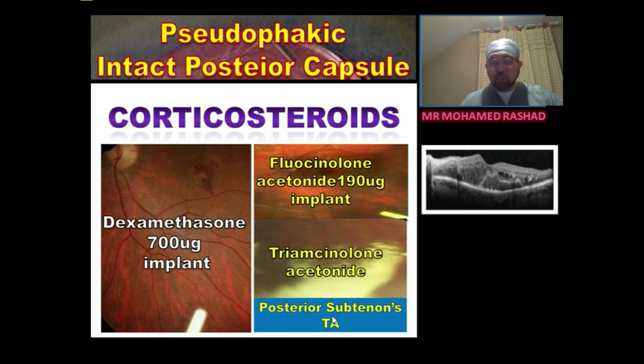So if the patient is pseudophakic and the thickness is more than 400 microns, in the UK we go more with the corticosteroids. You can use the anti-VEGF as well, but it is better to go with corticosteroids.